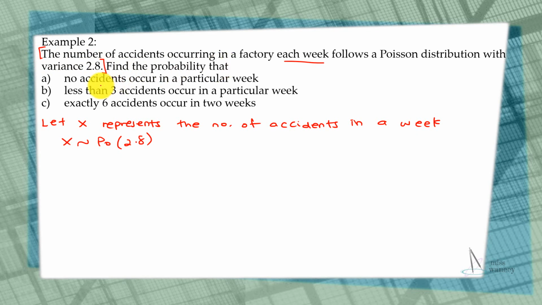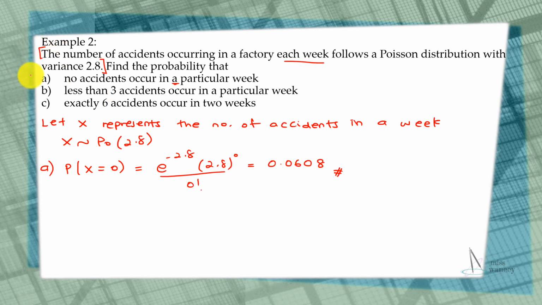Find the probability that no accident occurs in a particular week. So we are only interested in a week, so I can simply use the X. This is probability of X equal to 0. So this is e to the power of negative 2.8, 2.8 to the power of 0 divided by 0 factorial, and then if you use your calculator, this is 0.0608.